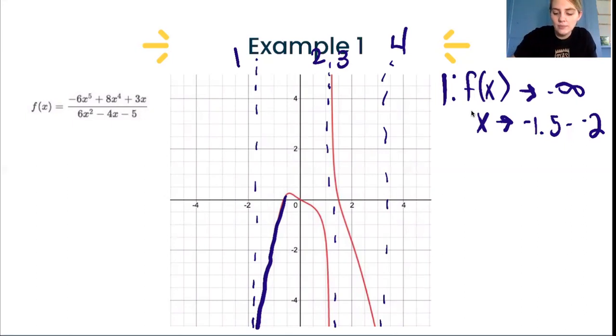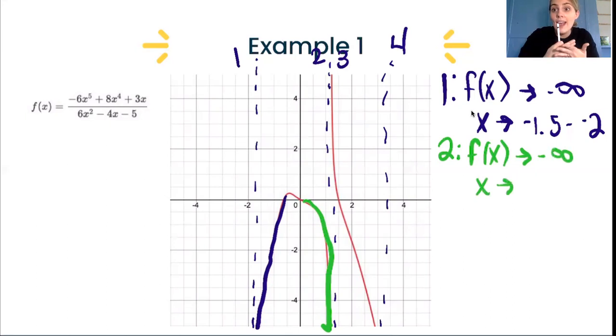Looking at the next one. So 2, I have this little curve that's sinking down to the bottom. Because it's going down, this one is also approaching negative infinity. Now I'm going to look at what x value or vertical line it's approaching but never going to hit. So here, when I look up, I am somewhere around 1.25. These on your Khan Academy are going to be multiple choice, so you can see exactly where that's happening.